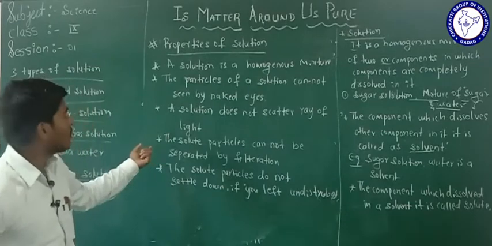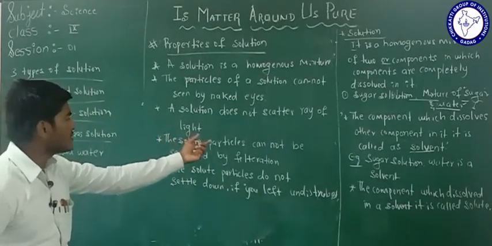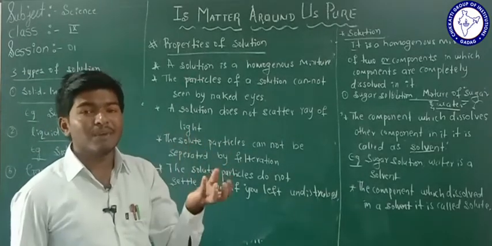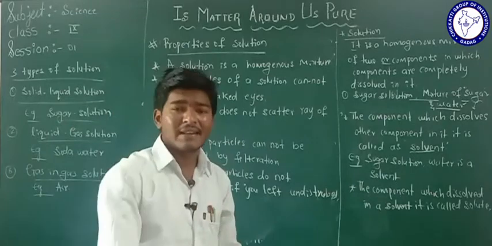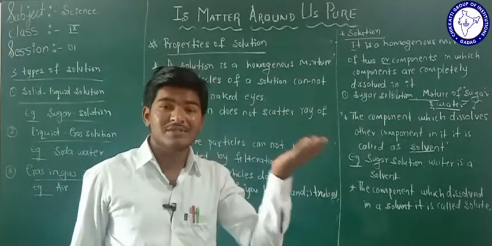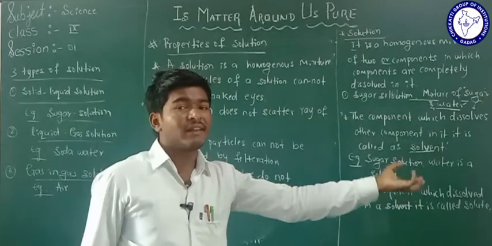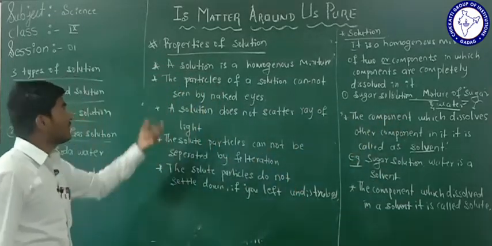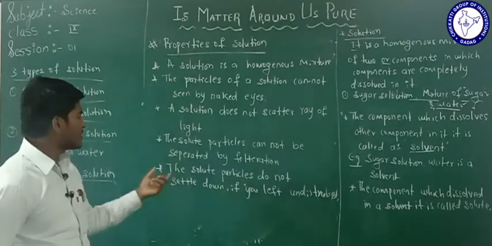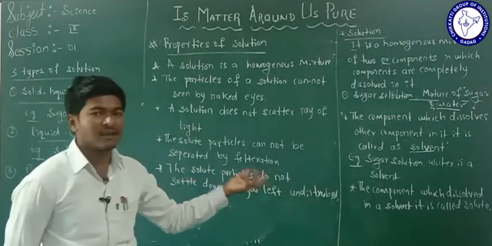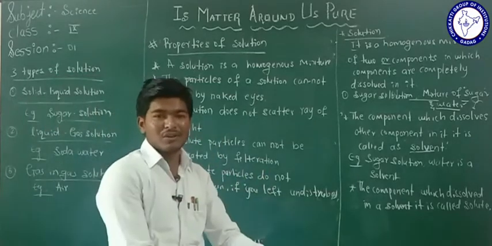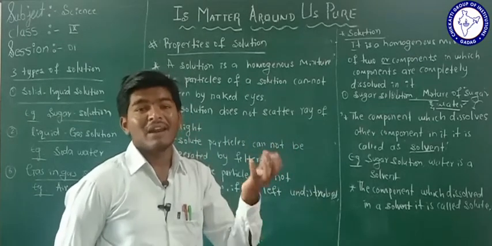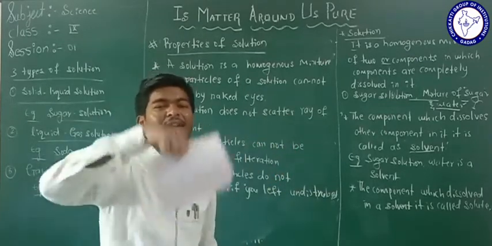Another property of the solution is that the solute particles cannot be separated by filtration. The solute particles are completely dissolved in the solvent. That's why we are not going to be able to separate the solute particles dissolved in the solvent by the filtration process. And another property of the solution is that the solute particles do not settle down if you leave it undisturbed. When you leave a solution undisturbed, the solute particles dissolved in the solvent do not settle down. Why? Because they are completely dissolved in it.